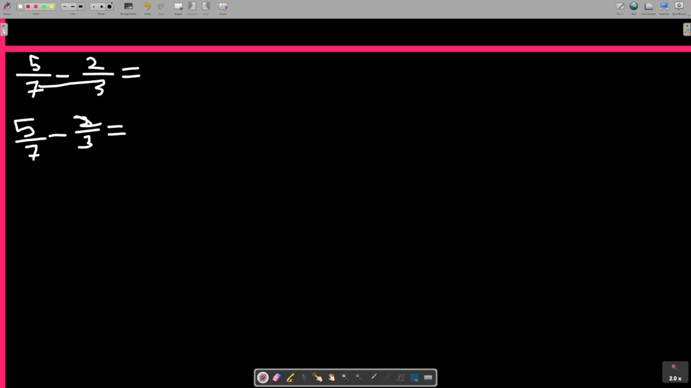So let's do cross multiplication first. 7 times 3, that is equal to 21. So we'll have 21 minus 21. That's a long line right there.